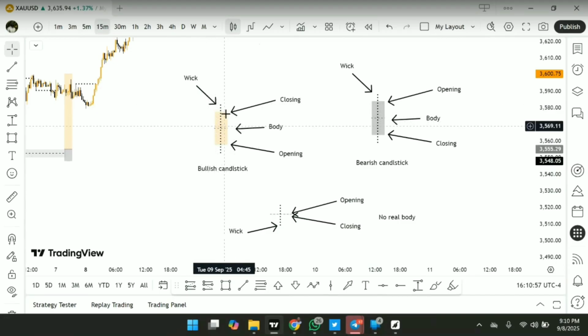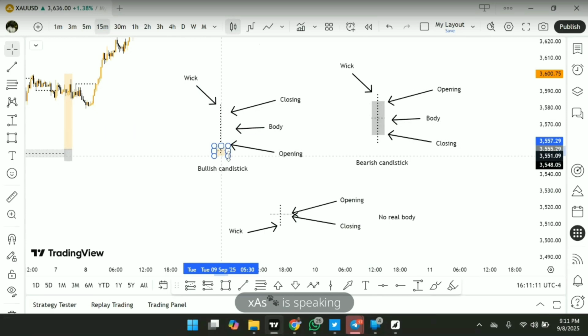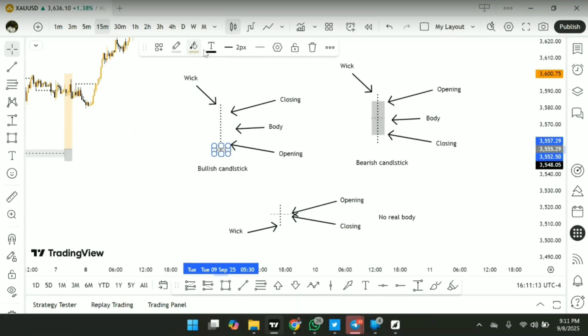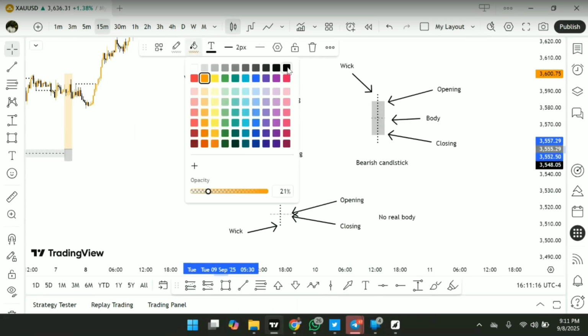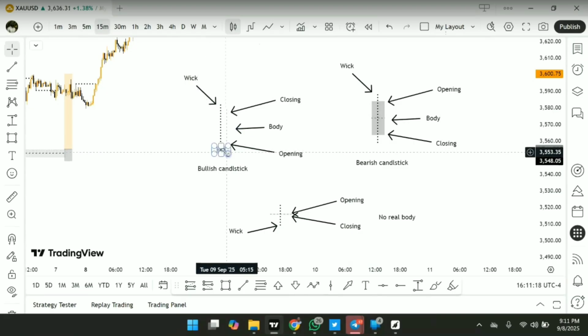When it first opened, this is not how it was. It first opened from this zone, this opening you are seeing, this is the opening of the candlestick. It opens from here, like this, right? It was like this. Then the sellers came in, they pushed it down to this level you are seeing. So it was red at some point, or black.